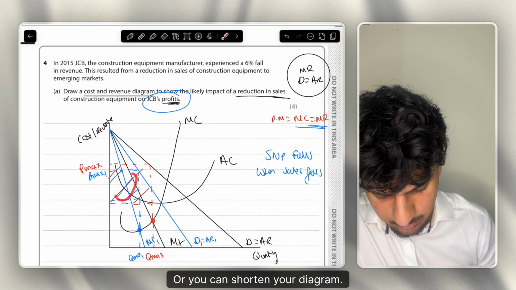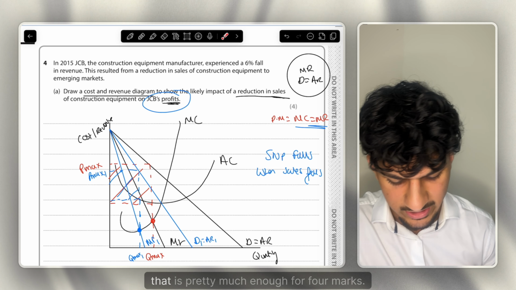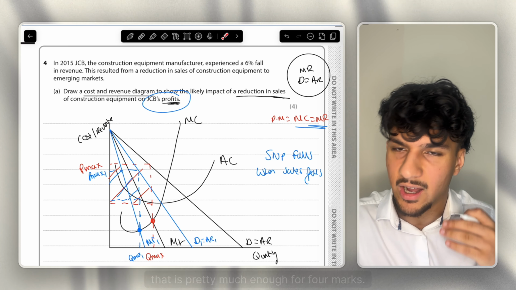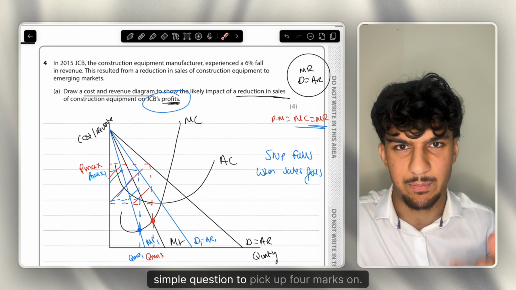Or you can show it in your diagram. You could say, whatever, one box is bigger than the other box. But yeah, that is pretty much enough for 4 marks. And if you get something like that, you should be quite happy, because that is a very simple question to pick up 4 marks on.